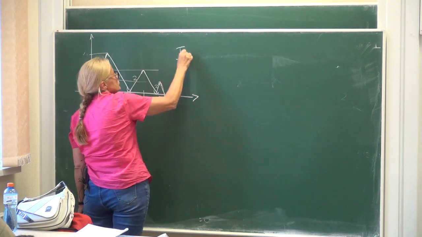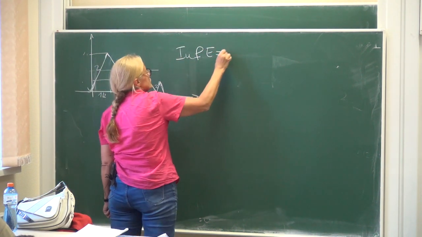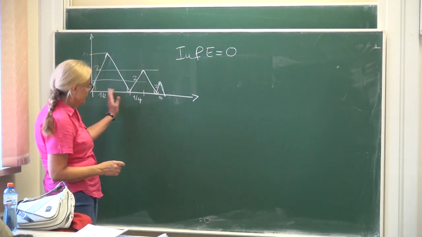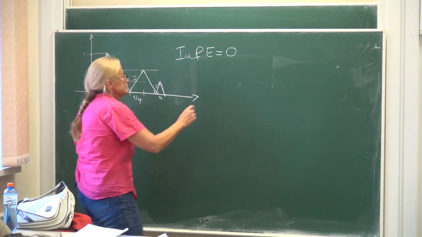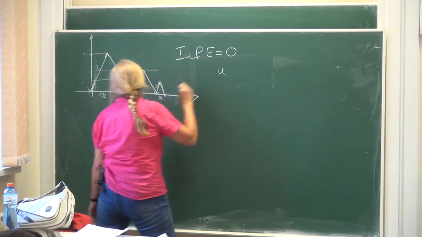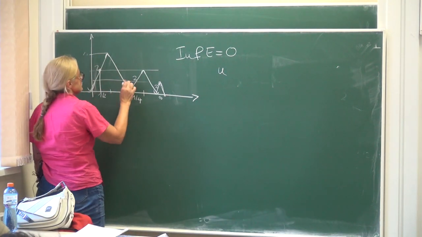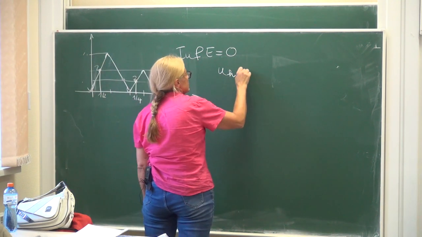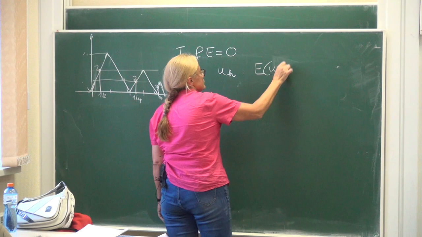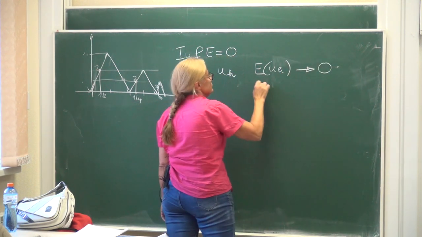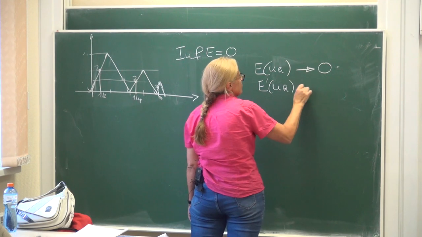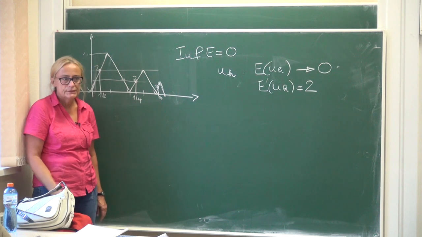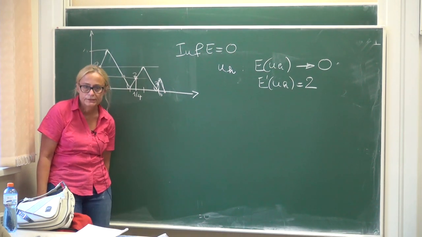And of course, the infimum of this function is zero. It is achieved by many points, but you can always construct a minimizing sequence like that. So Fermat's theorem, in some sense, does not apply to minimizing sequences.